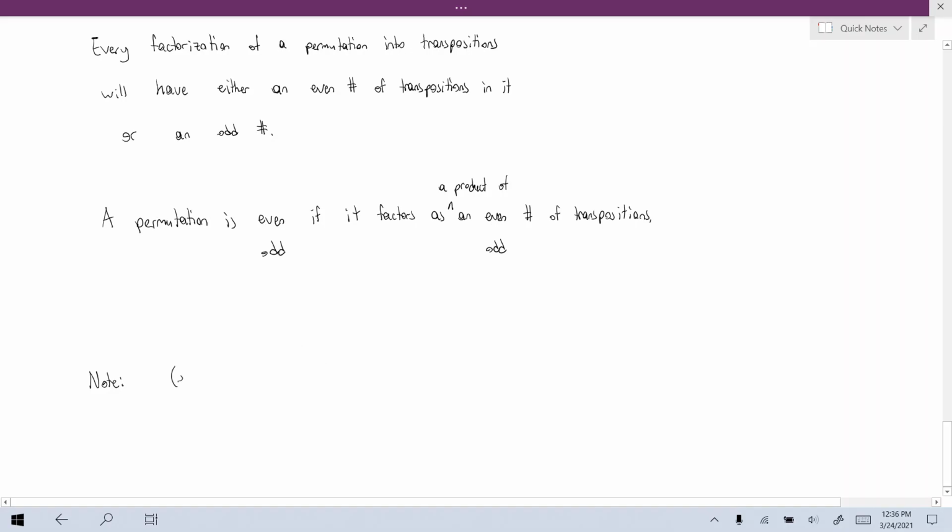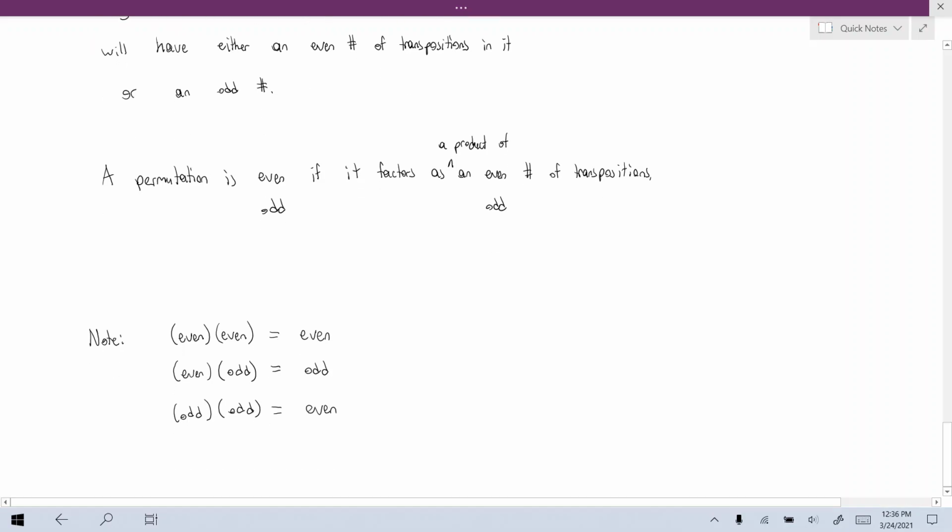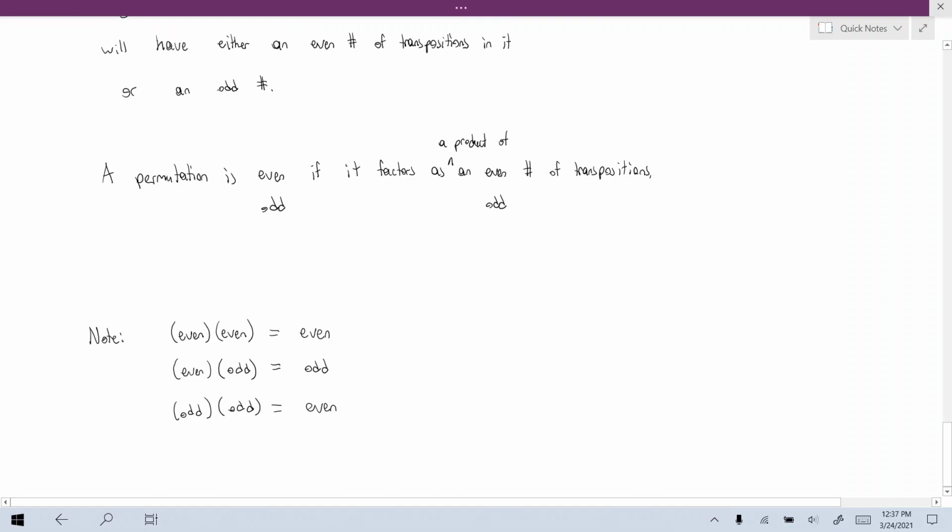So an even permutation multiplied or composed with another even permutation results in an even permutation. An even permutation composed with an odd permutation results in an odd permutation. And two odd permutations composed or multiplied with each other results in an even permutation. Okay. You can think about why that's the case. It's not that difficult to figure out.